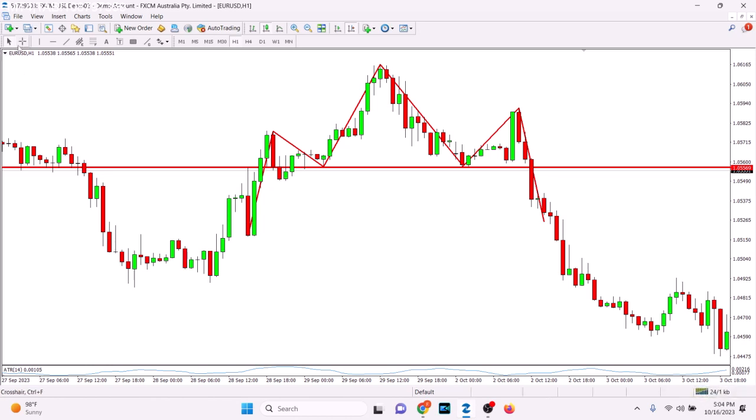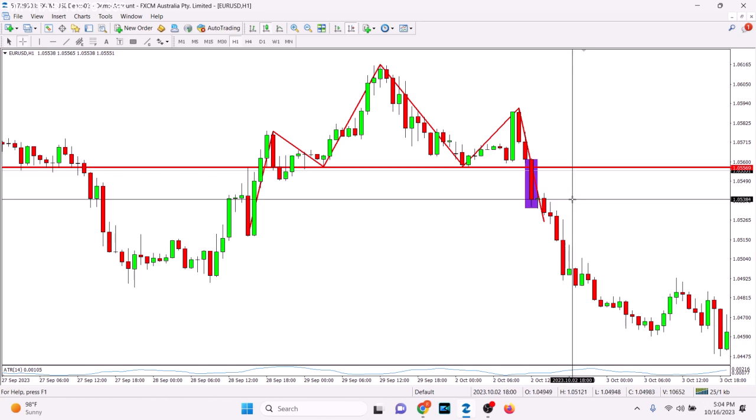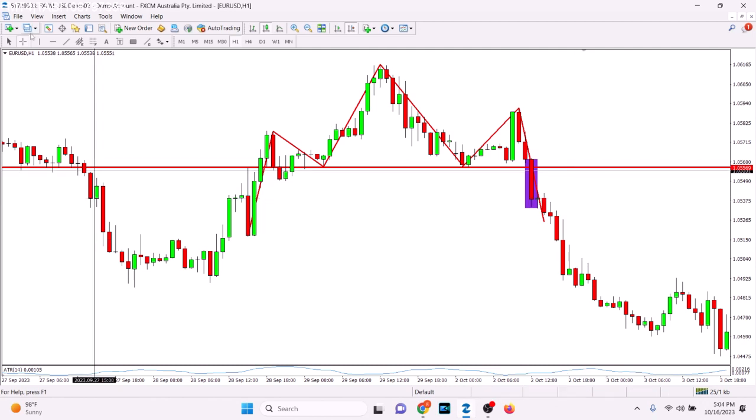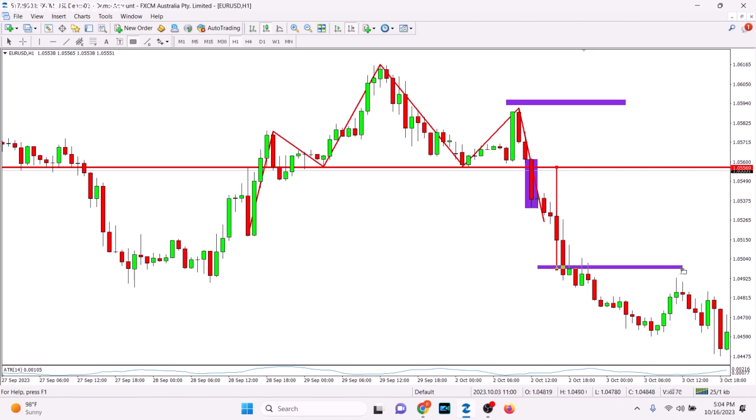Then you would realize where your entry point is. In this case, your entry point would be at the closing of this candle below the neckline. So this would be your entry point right here. Now your stop loss would be just above the right shoulder, and your take profit would be from the head to the neckline, which is about there. So this would be your take profit point.